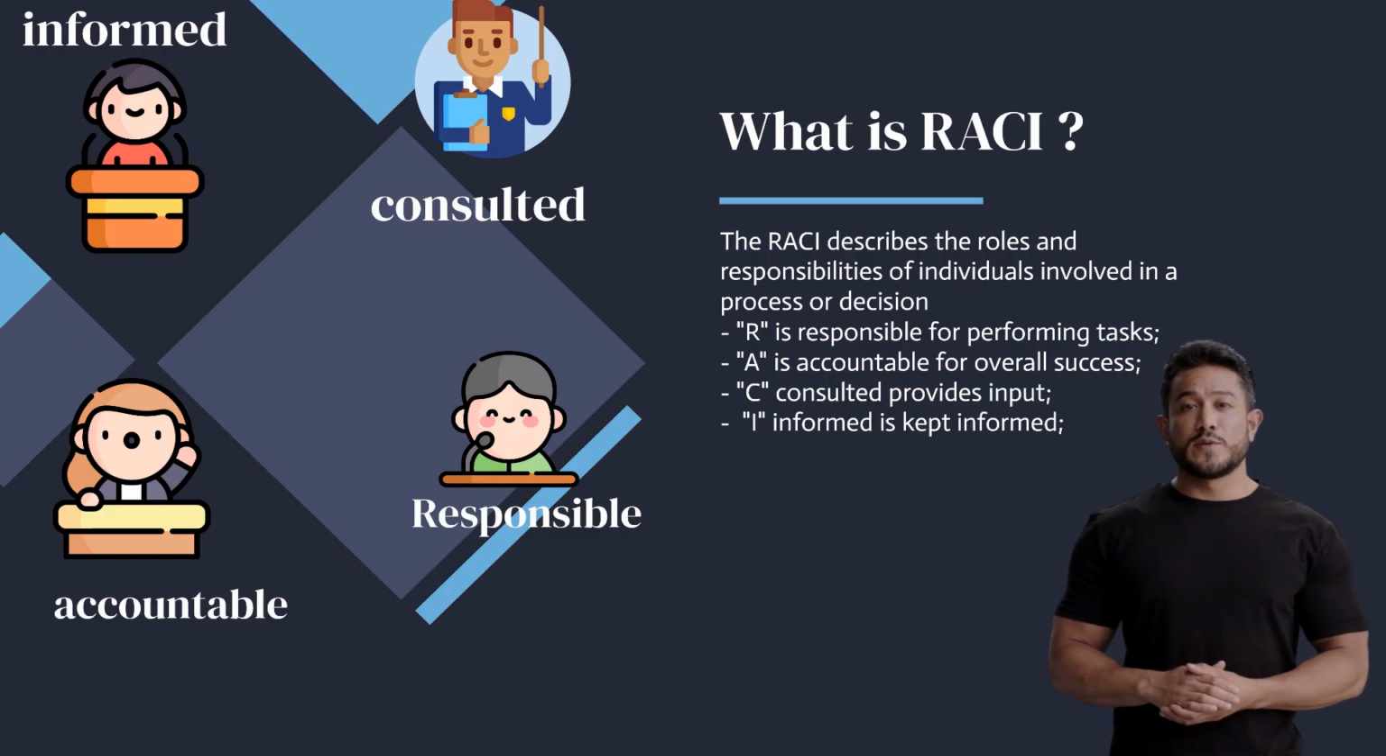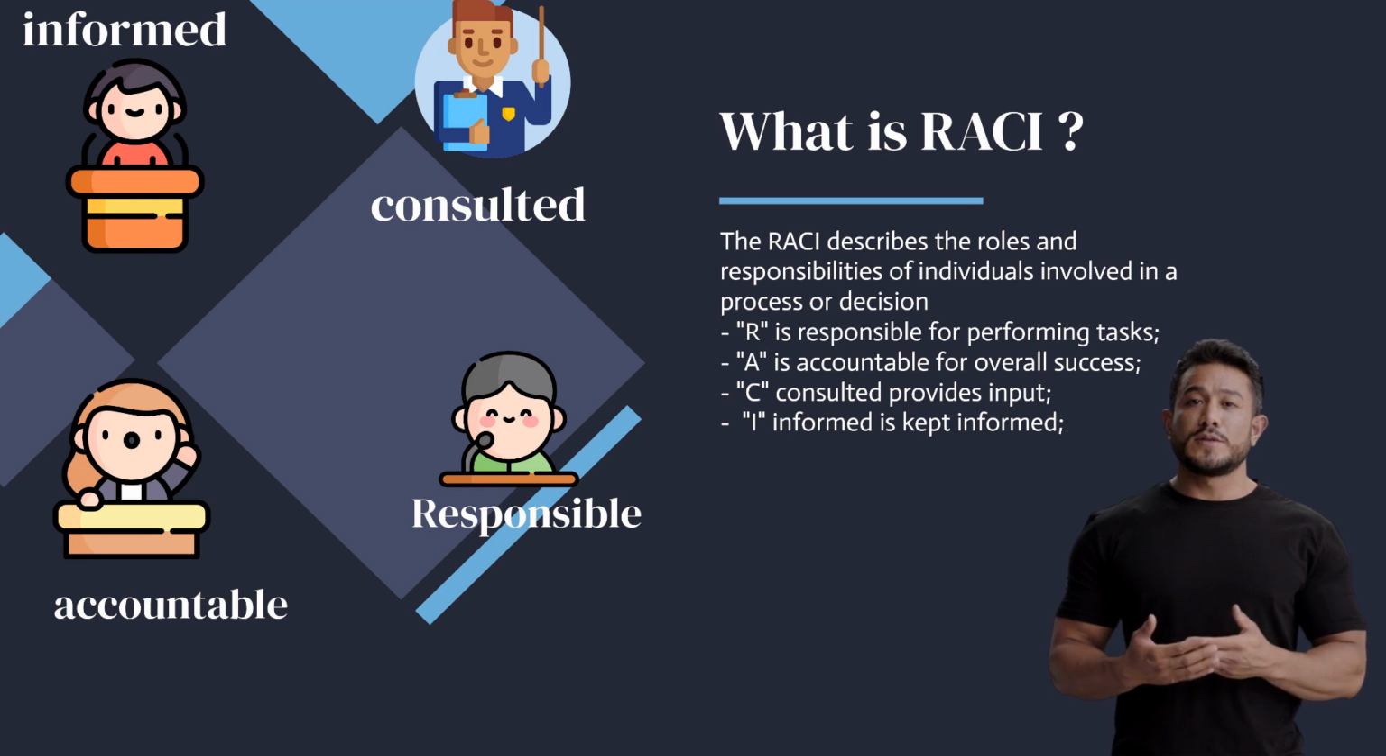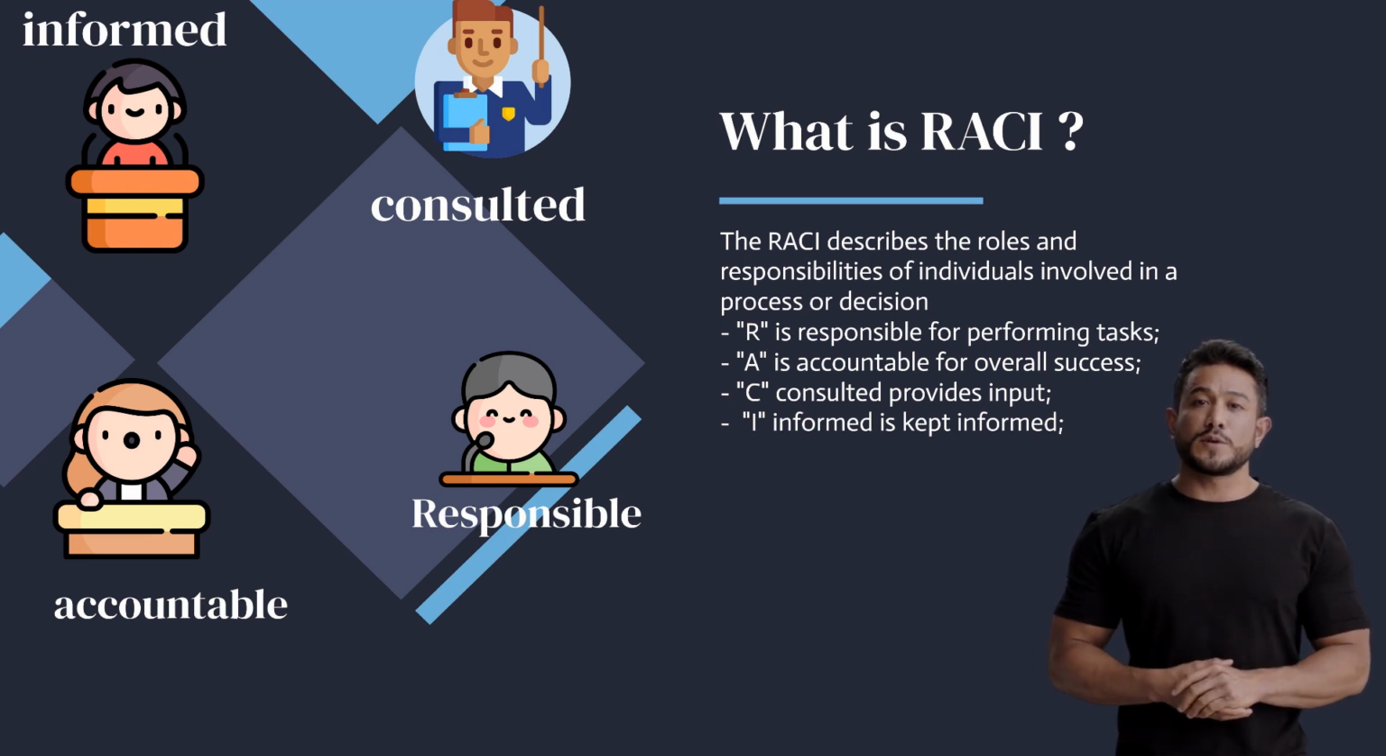Here's the breakdown of the RACI roles. Responsible, the person or role who is responsible for performing the tasks and activities necessary to complete a specific task or activity. They are the doers of the work. Accountable, the person or role who is ultimately accountable for the overall success of a project or process. There is only one A assigned to each task or activity.